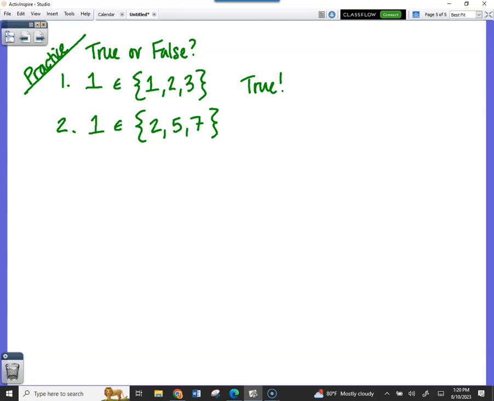Is 1 an element of the set that you see in front of you? No. False. Don't overthink it. It's as simple as looking at it and finding that element in there, and you don't see it, so it would be false. So in that case, there's nothing to highlight because the element that we're looking for is not actually in the set.